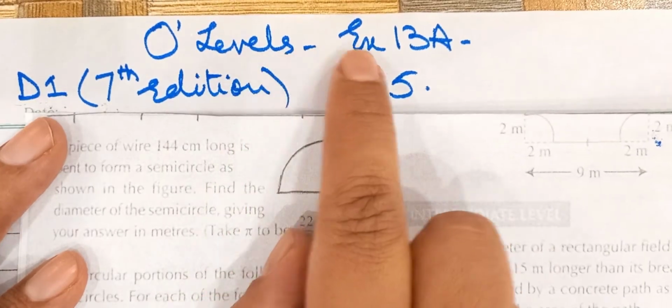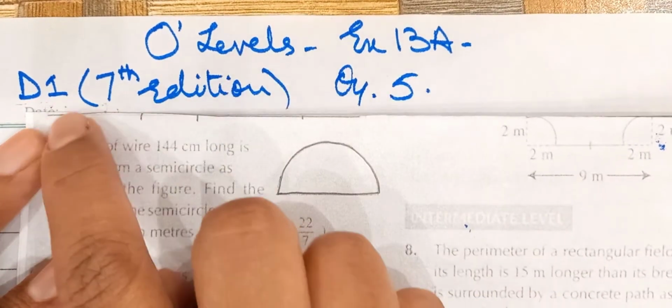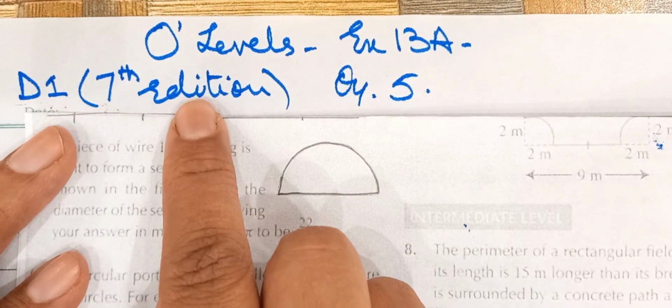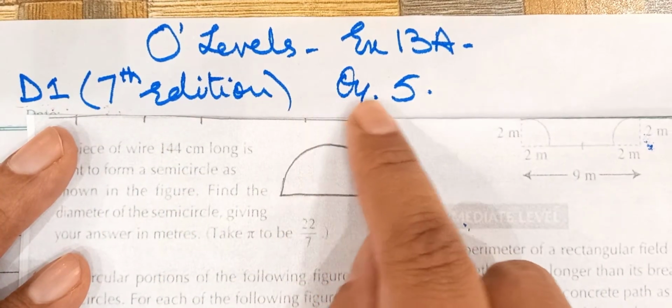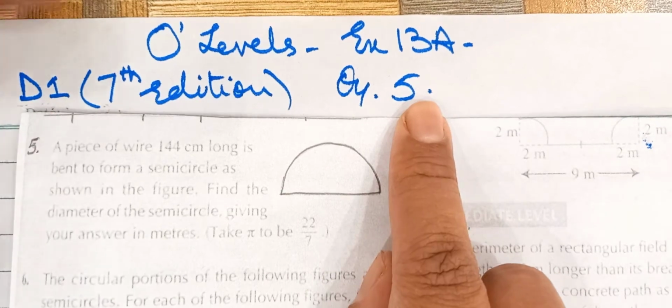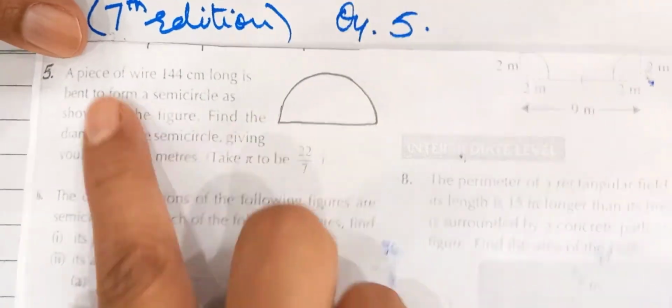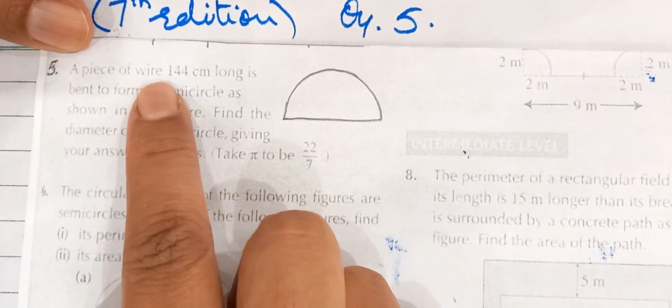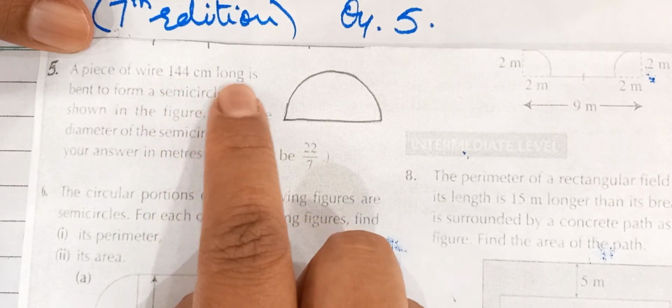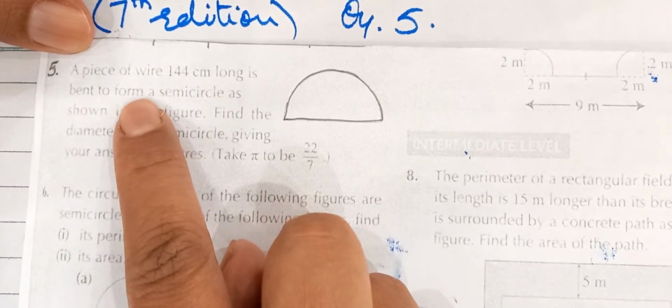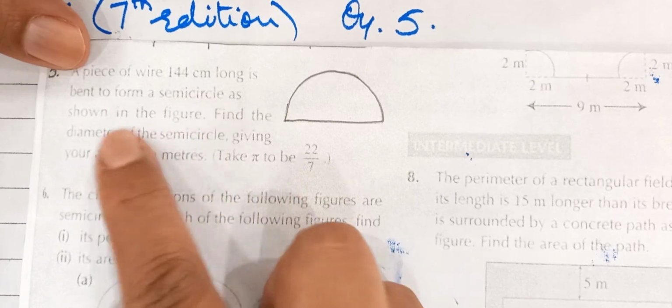O Levels Maths Exercise 13A D1 7th edition. We shall try to cover question number 5 in this video. The question is, a piece of wire 144 centimeter long is bent to form a semicircle as shown in the figure.